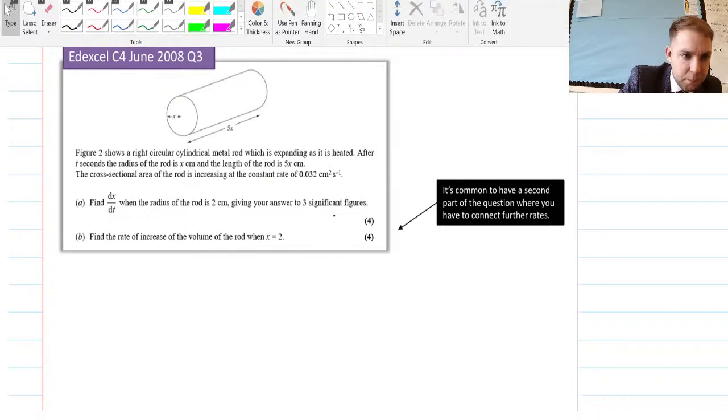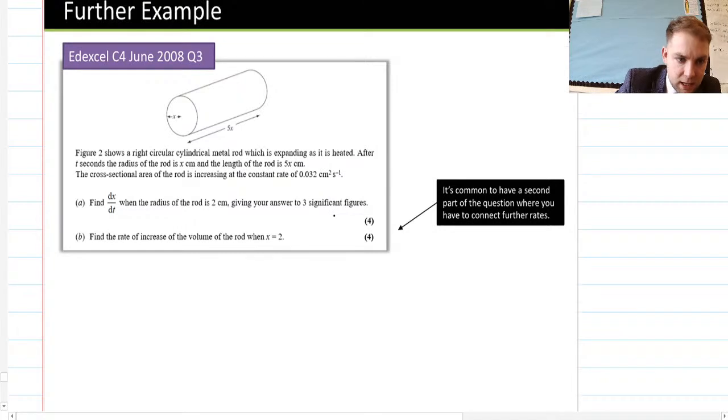Now this is really important here. This part here is the bit that's kind of new. That's the bit we need to focus on. Find dx by dt when the radius is 2 centimeters, giving your answers to 3 significant figures. So let's think about all the things that we know here.